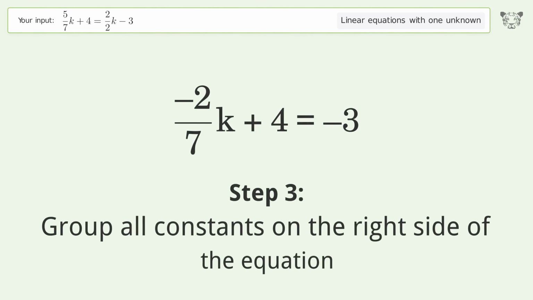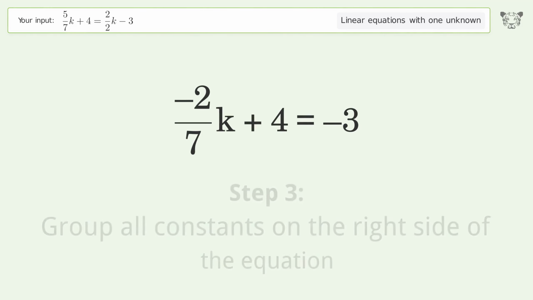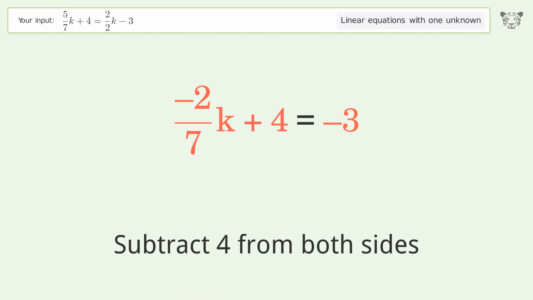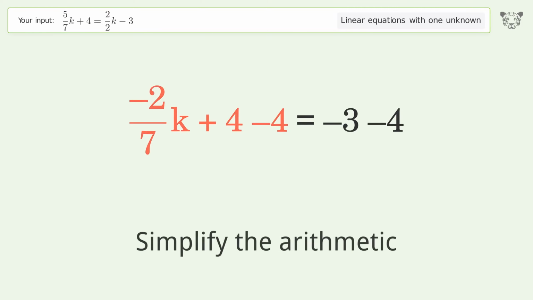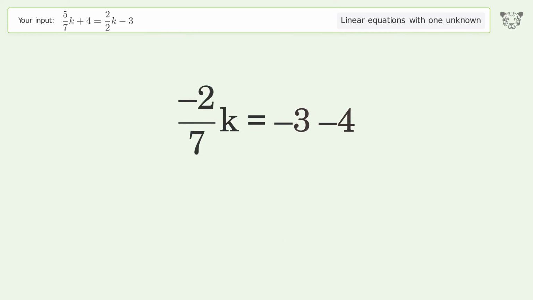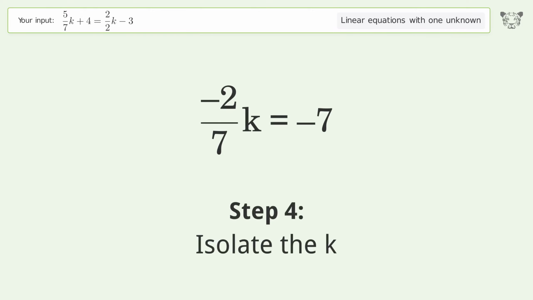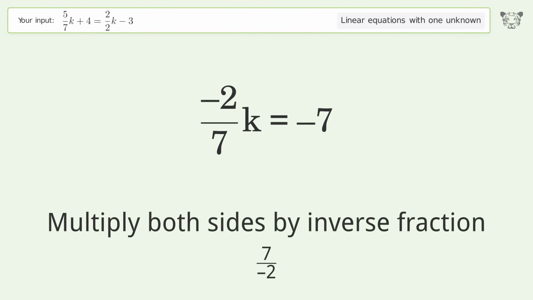Group all constants on the right side of the equation. Subtract 4 from both sides. Simplify the arithmetic. Isolate the k. Multiply both sides by inverse fraction 7 over -2.